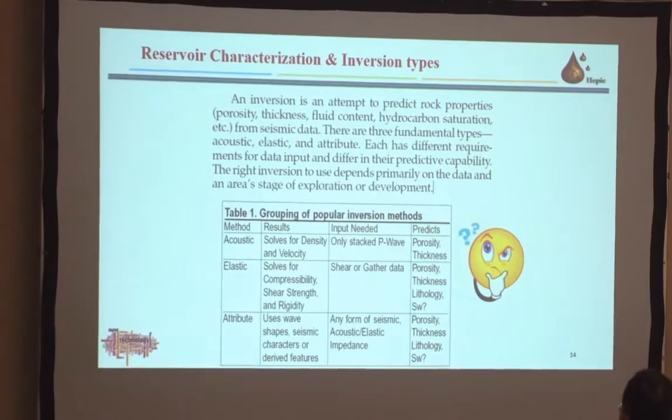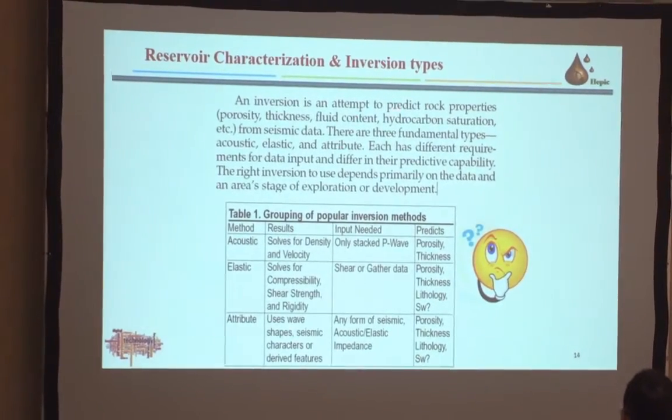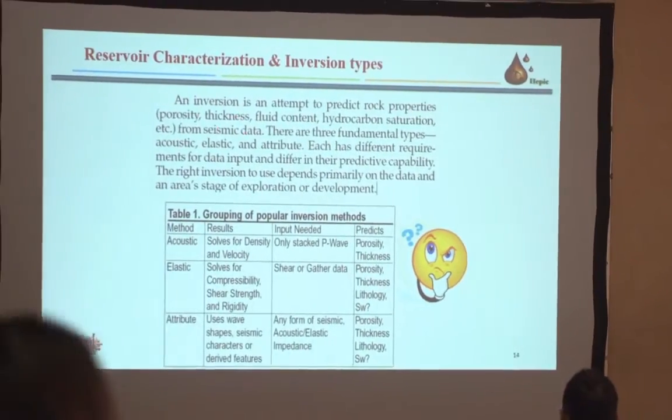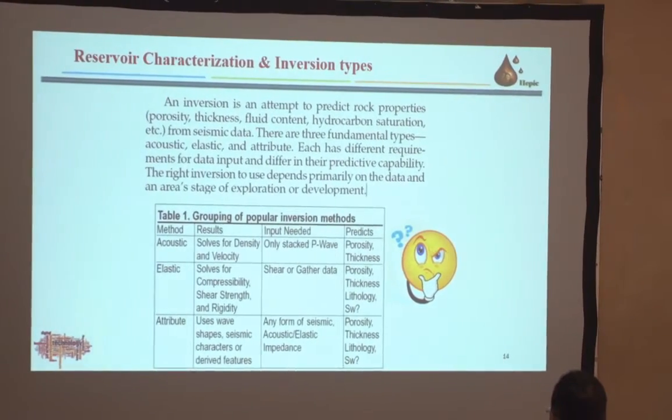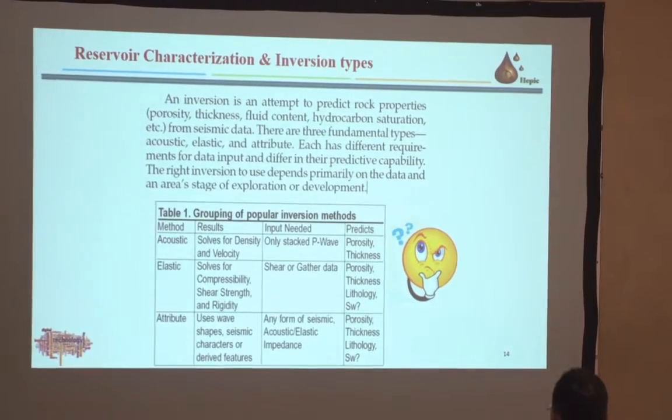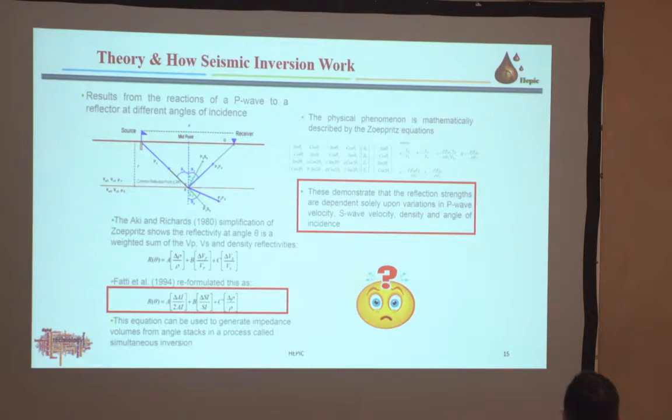So what's an inversion? An inversion is an attempt to predict rock properties, porosity, thickness, fluid content, hydrocarbon saturation from seismic data. There are different types of acoustic impedances, and here you have acoustic impedance, elastic impedance attributes, and what you can get from them, mainly porosity, thickness, lithology, and water saturation. So I will show you some of these examples. Well, I don't have time for the theory.